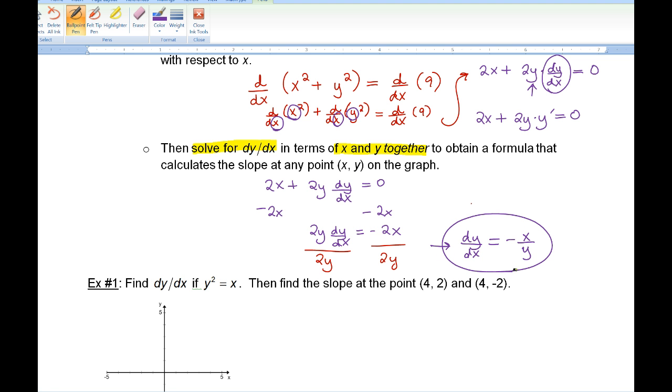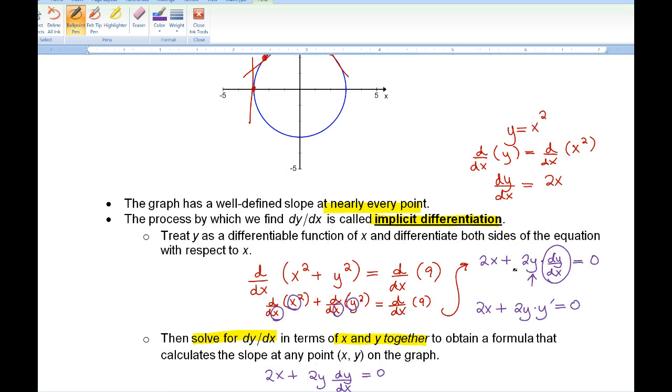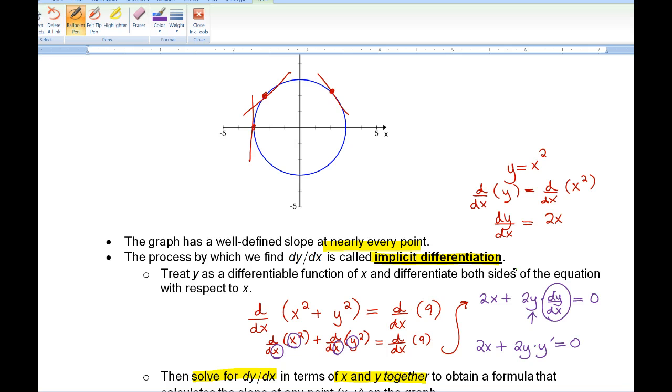Now what does that mean? What is dy dx again? The slope of the tangent. Okay, so that means, first of all, I would need to know a point. So for example, 3, 4. At the point 3, 4, what would dy dx be? Oh wait, not 3, 4. That's not going to work. It has to work for the equation x squared plus y squared equals 9. I should have used it.